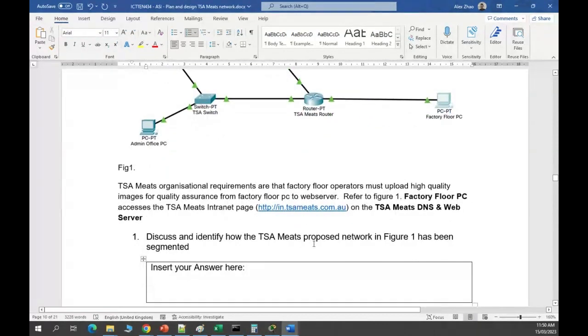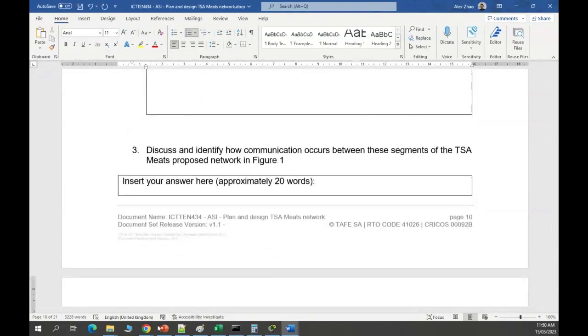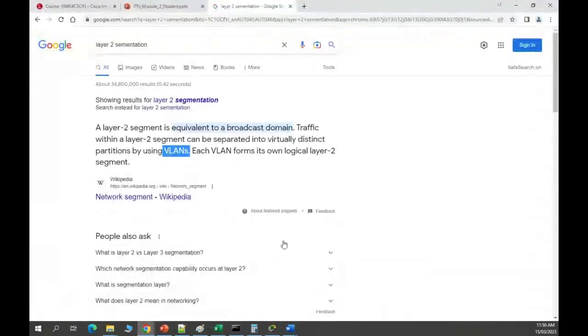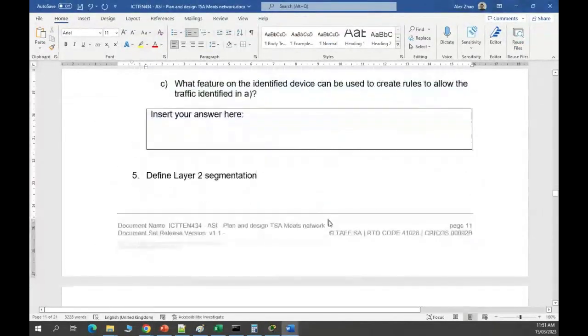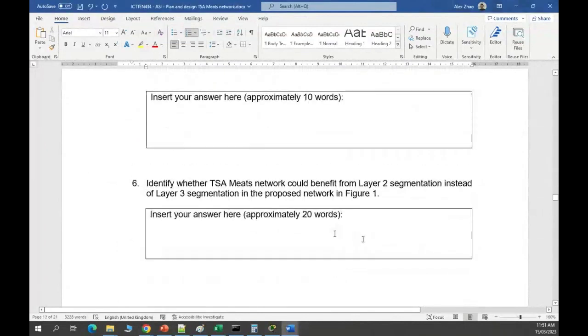Okay, so what if you want two networks and you only have one switch? Do you go buy another switch, or do you just use the one switch and use the VLAN feature? That's what layer 2 segmentation is all about: virtually distinct partitions using VLANs. Each VLAN forms its own logical layer 2 segment. So layer 2 segmentation is VLANs.